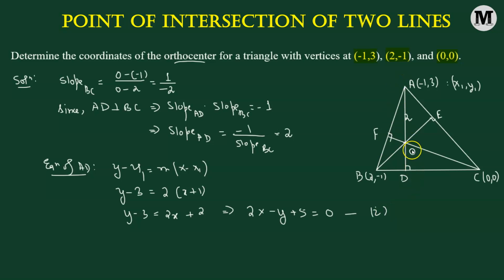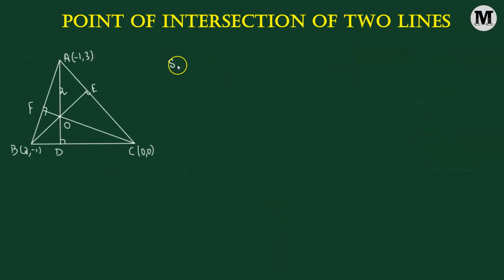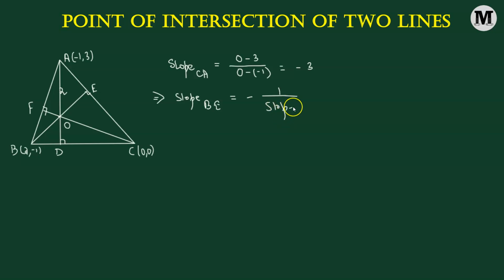So similarly, we can obtain the equation of the altitude BE. So let's do that. First, we begin by obtaining the slope of CA. Now what we need is the difference of the y coordinates. So we have 0 minus 3 divided by the difference of the x coordinates. So that's 0 minus -1. So we get -3. That is going to be the slope of CA. So if we have the slope of CA, then this implies that the slope of the altitude BE is going to be equal to -1 over the slope of CA. So we get 1 over 3.